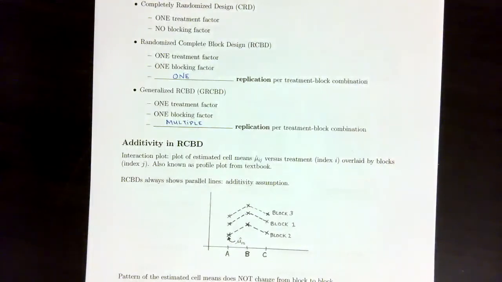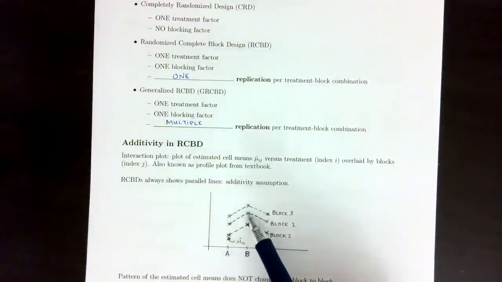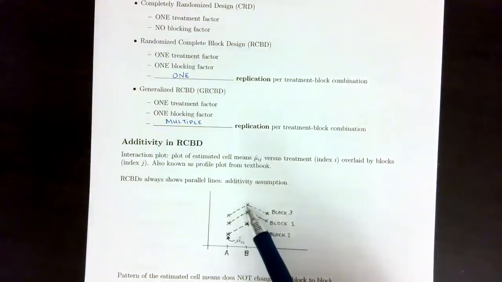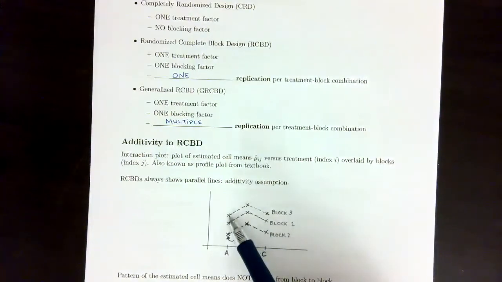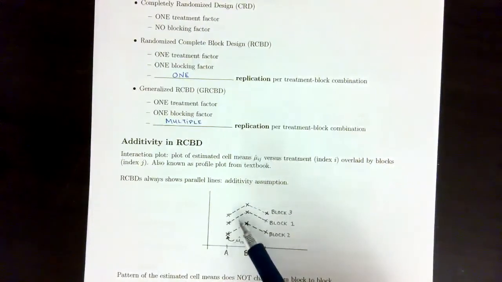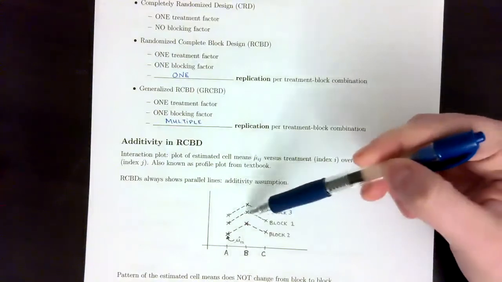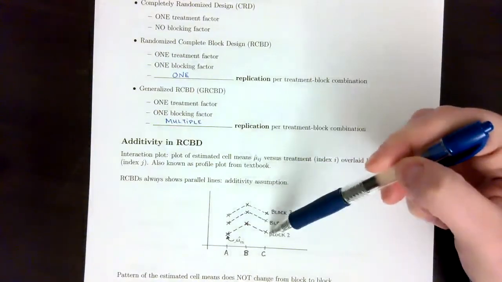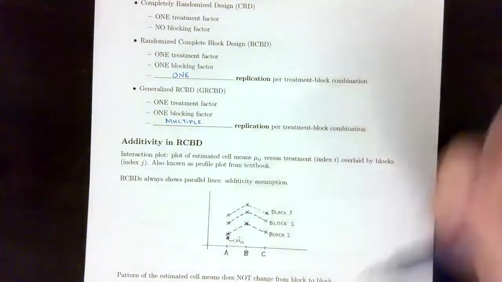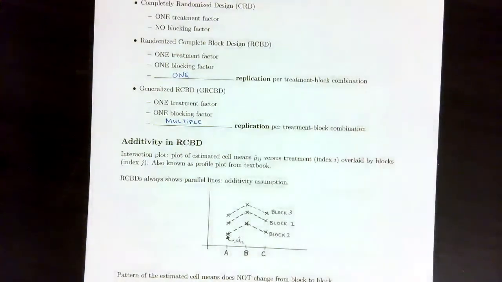So if treatment B is better than treatment A in this block, then treatment B is always going to be better than treatment A. How I look at it is this slope right here for each line is the same, hence they would be parallel. Same thing here, B is always better than C, B is always better than C, B is always better than C. And these slopes are the same.